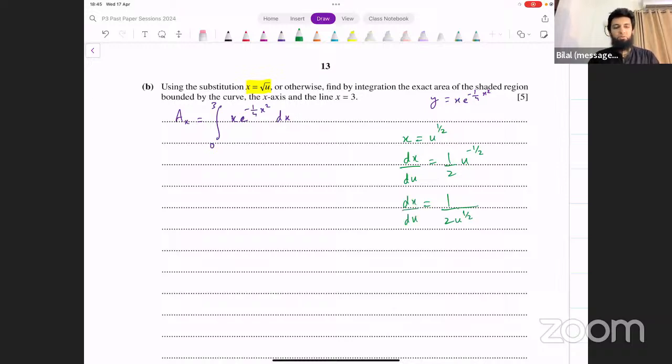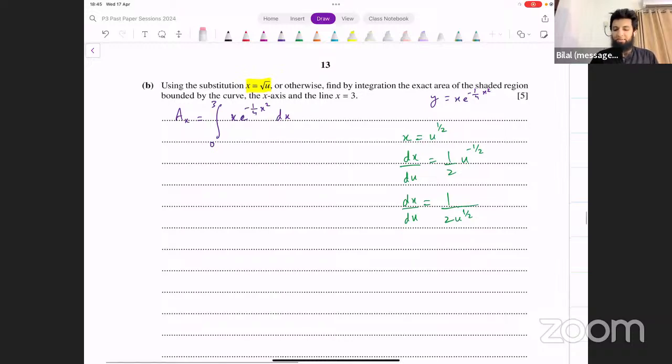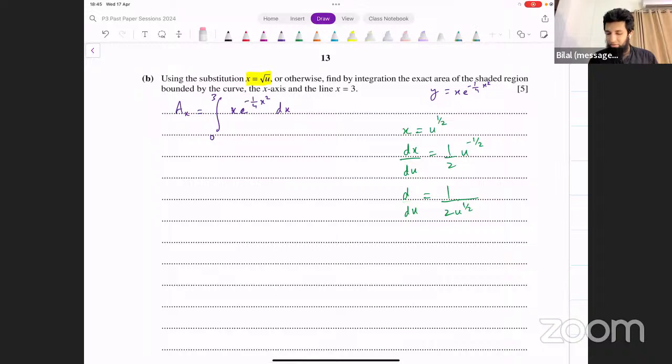Now, when we do the substitution, we actually want to get rid of this dx. So what we do is we make dx the subject. We have du in the denominator, dx in the numerator. We want to make dx the subject. That will give us dx equal to du over 2u raised to power 1 over 2. Now we'll think about the limits as well, but for now, let's just do the substitution. We'll consider the limits in a few minutes.